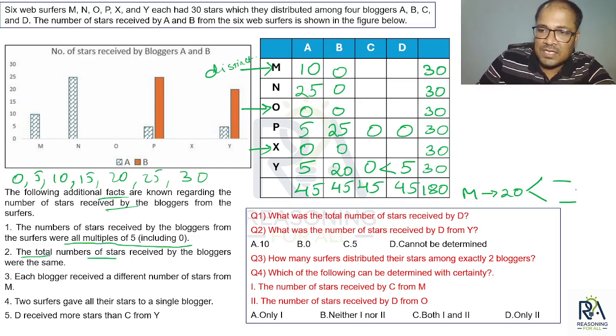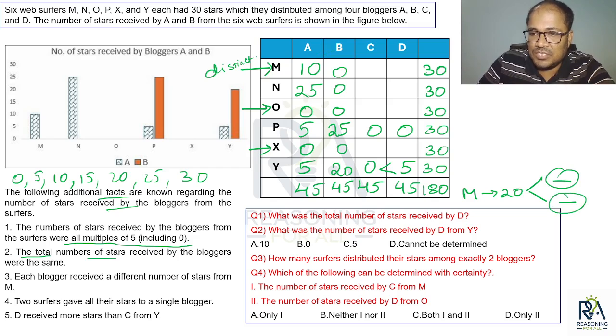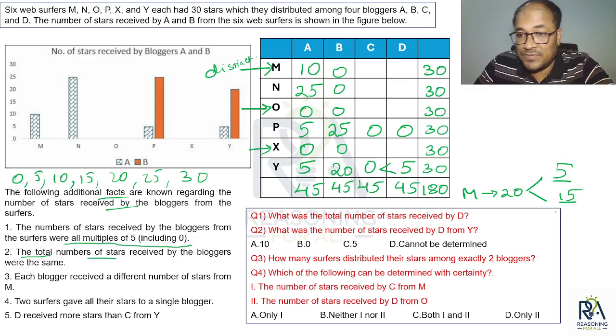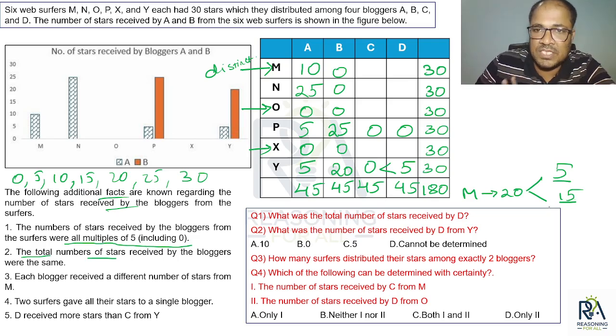So what can be these 2 values, so that they should be multiples of 5, they should add up to 20, and they should also be different? The only option is 5 and 15. Okay, that means M giving away 5 stars to either C or D, and M giving away 15 stars to either C or D.